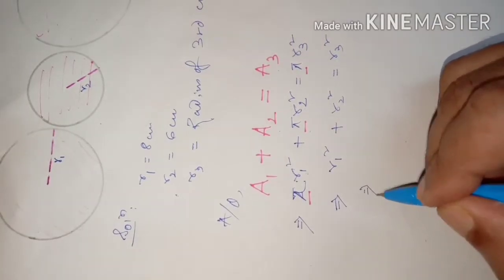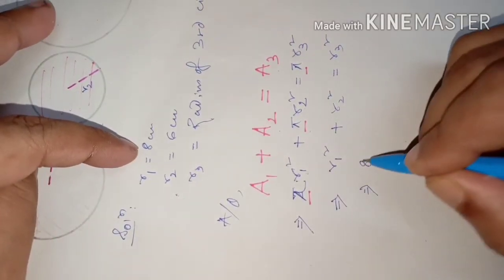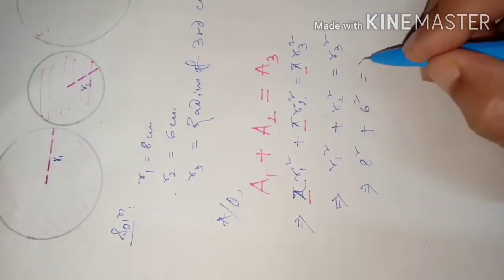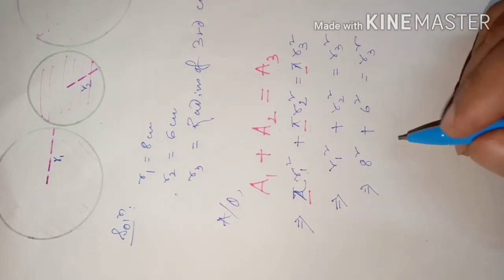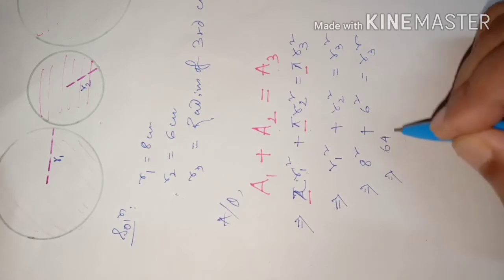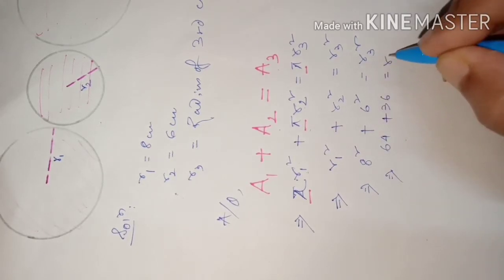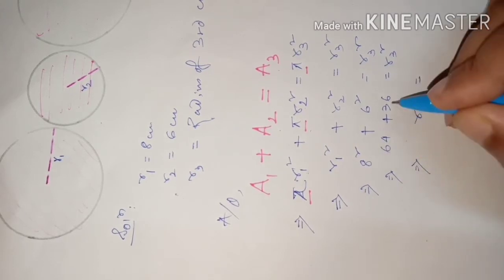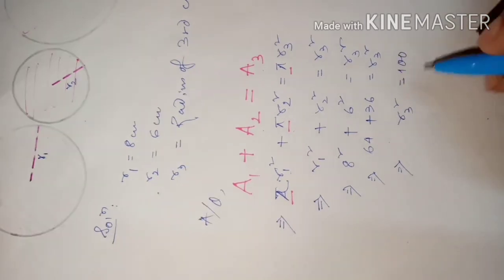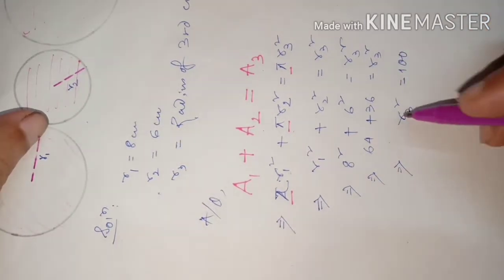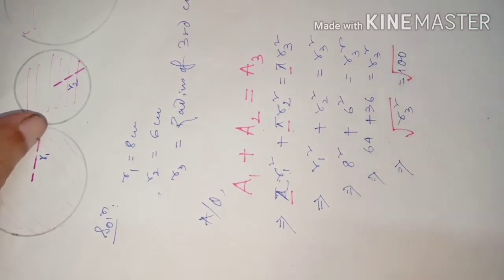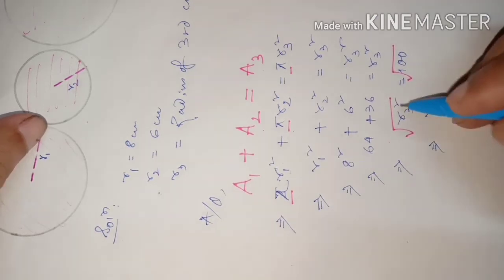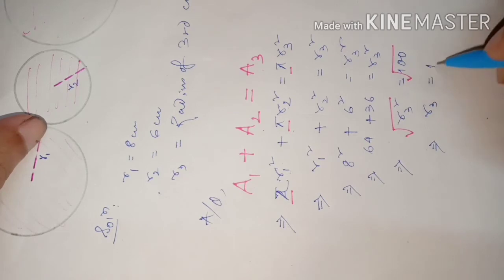What is the value of R1? 8. You put here 8 square, plus 6 square is equal to R3 square. R3 is not known, we are going to find it. So 8 square is 64, 6 square is 36, equal to R3 square. So R3 square is equal to 64 plus 36, which is 100. Take the square root of both sides to remove this power. The square root of R3 square is R3, so the power gets cancelled. The square root of 100 is 10.